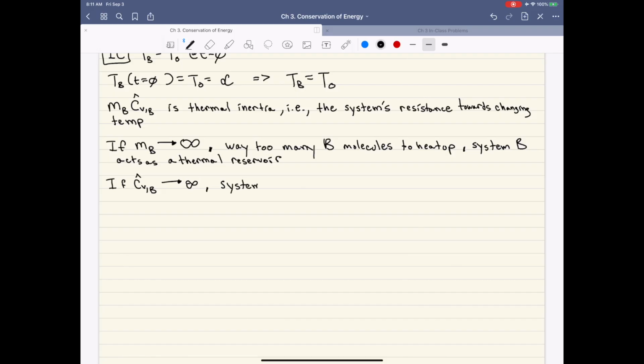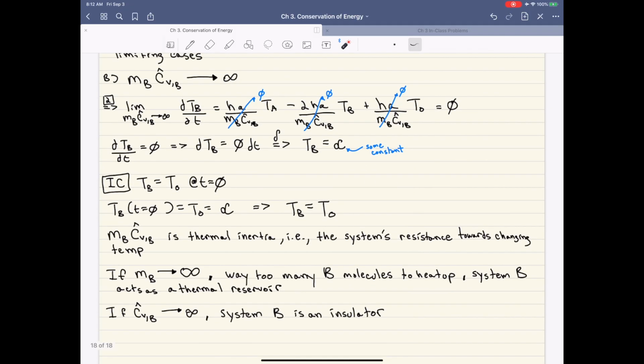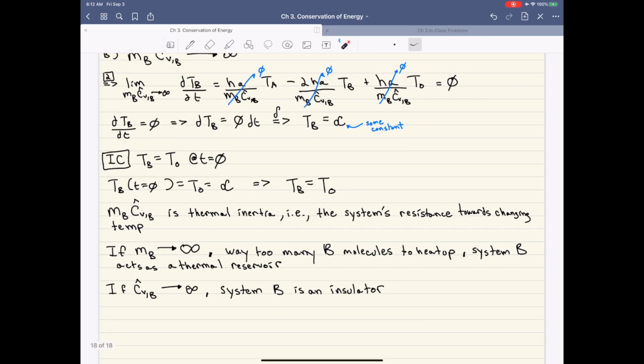And so in this case, if your heat capacity is very large, what you essentially have is an insulator that's very good at maintaining the temperature of that specific system. Okay? And of course, not only could MB or CVB individually be infinity, but you could have both of these things be true as well. You could have a large thermal reservoir of an insulator. Either way, your thermal inertia would be infinity. Okay? All right, and so physically that's what this means if MB CVB is infinity.